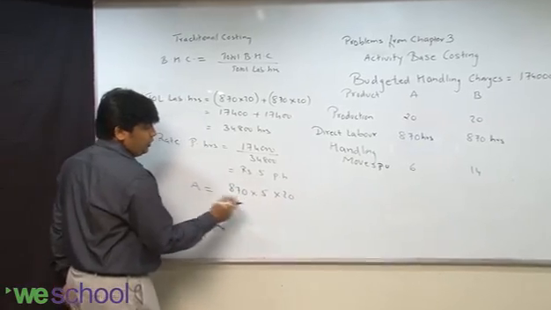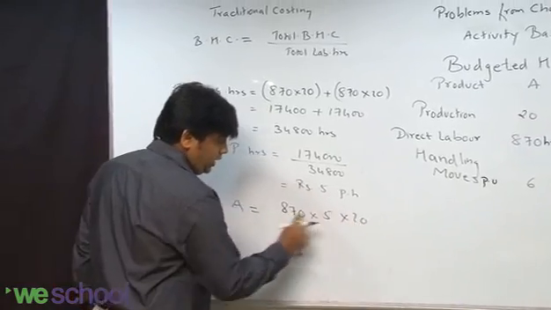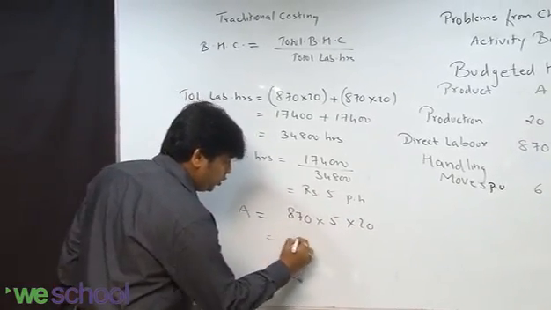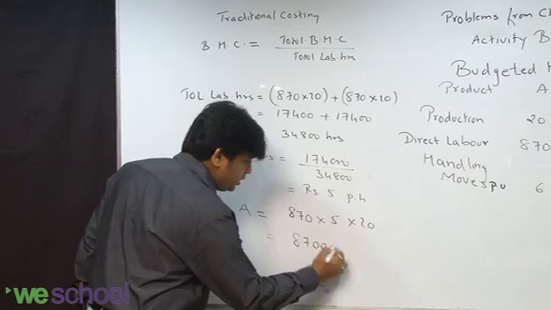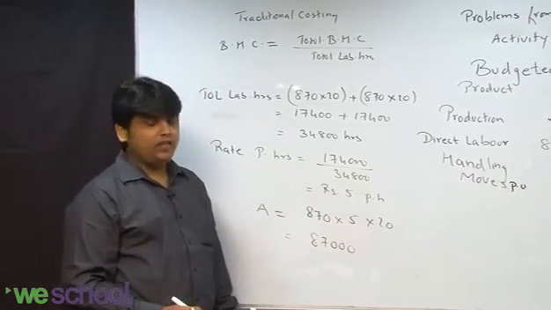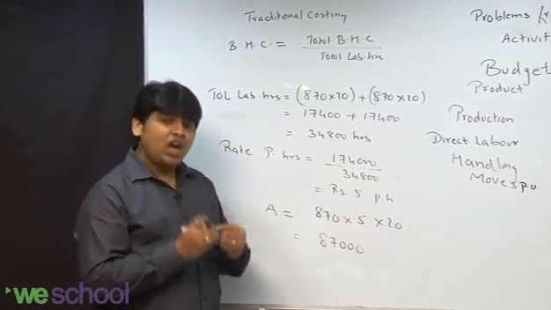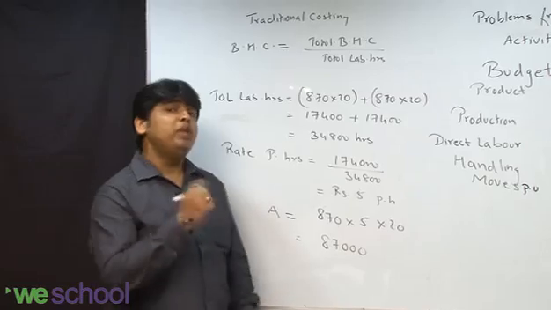See, it is very simple to calculate. This is 100. 5 into 20 is 100, into 870. That is equal to 87,000. Right? 87,000. Now this is the total handling charges which is charged to B.